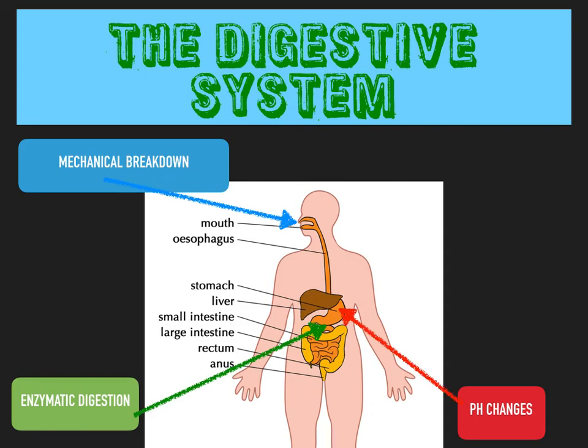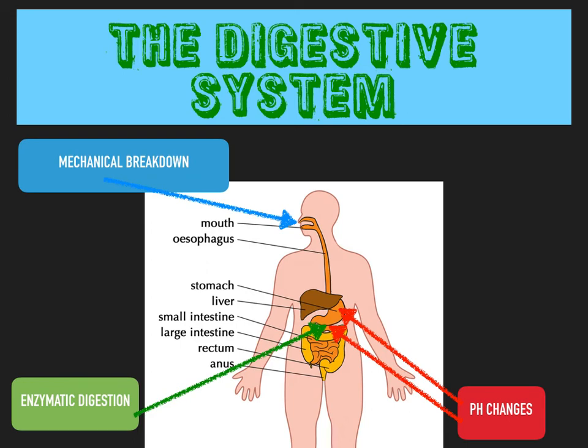There's pH changes which take place as food moves through the digestive system. Saliva in the mouth has a pH of around 7 to 7.5. As you move down into the stomach, it contains hydrochloric acid which has a very low pH of 1 or 2. The purpose of this is to kill pathogens, that's microorganisms which cause disease.